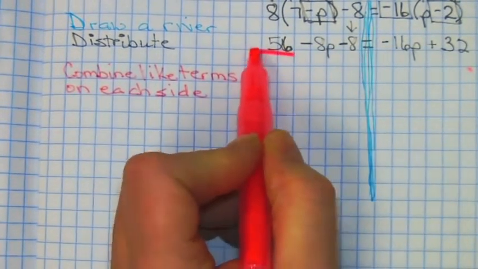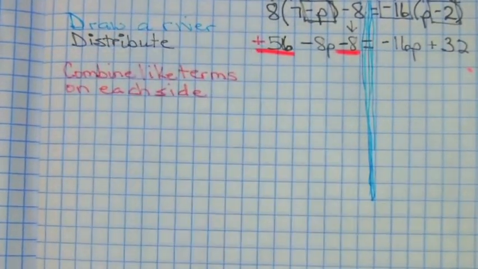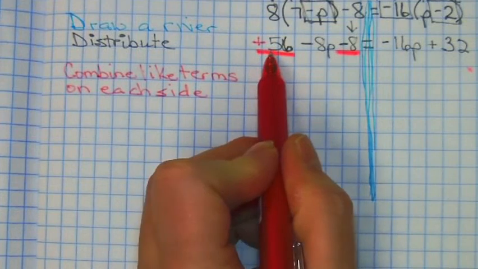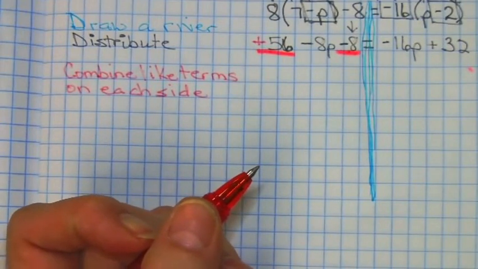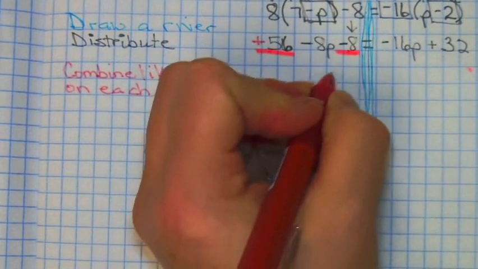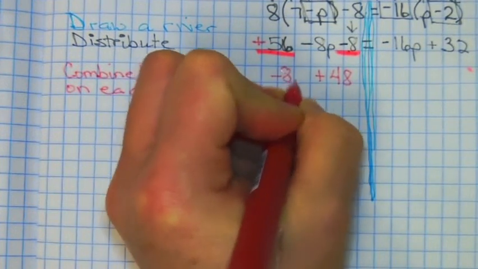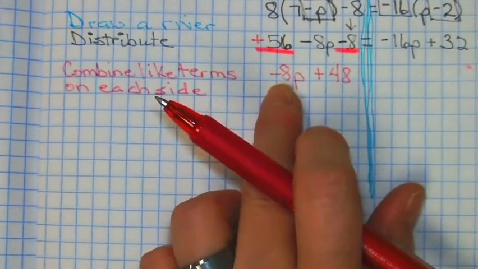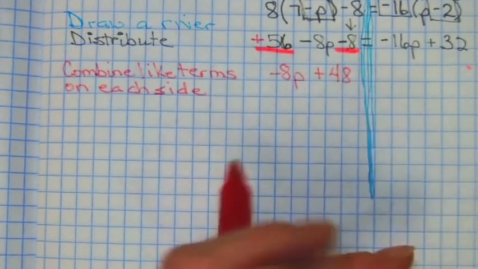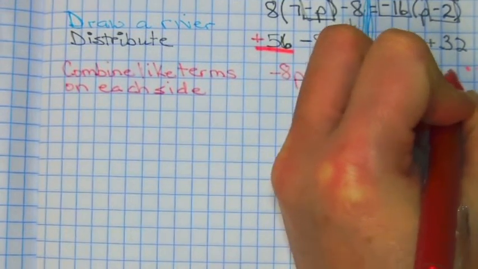On our left side, we have 56 and negative 8. The 56 doesn't have a sign in front of it, so we assume positive. So positive 56 minus 8, where do I end up? Yeah, positive 48. I'm going to put that after the negative 8p. If you put it before it, it is not wrong, so long as the negative goes with the 8p and the positive goes with the 48. So then we've got negative 16p plus 32.